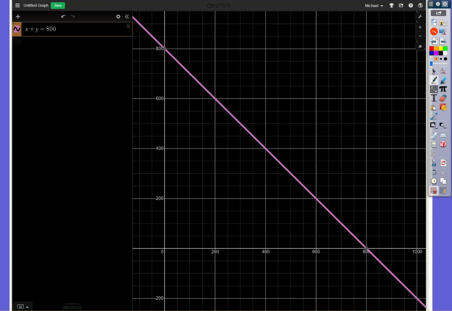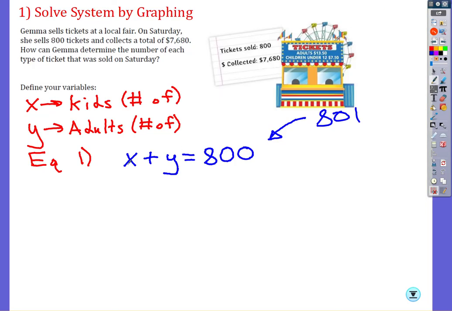So that doesn't really tell us much. It doesn't tell us how many kids and how many adults because this has 801 different solutions. And if we consider non-integers, not just numbers that fall on regular intervals of the number line, we have infinite. So I've got to work a little further.